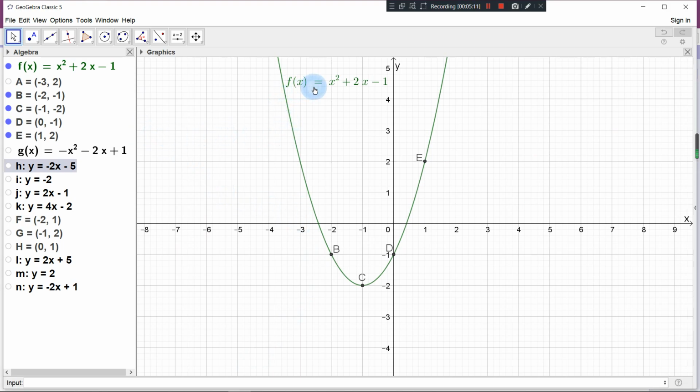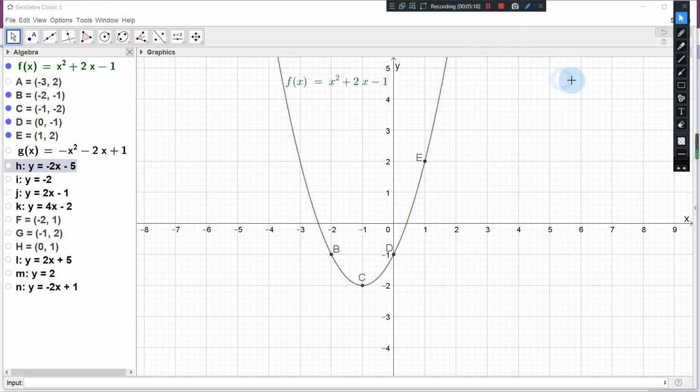Now I have a curve over here. f of x is equal to x squared plus 2x minus 1. If I want to find the first derivative, the first derivative is f prime of x. Bring the 2 down here, 2x plus 2. This is a gradient function. We can use this function to find the gradient of the tangent of this curve at any point.